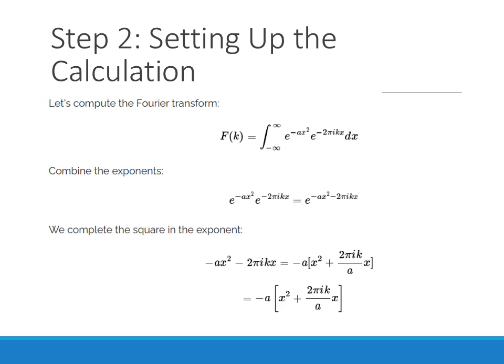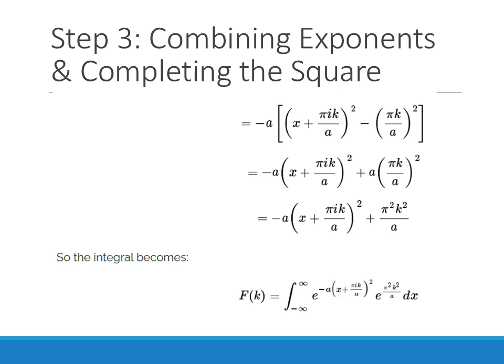Let's set up our calculation. Plug in our Gaussian, e to the minus ax squared, into the Fourier transform definition. We're integrating that function times e to the minus 2 pi ikx. The main goal now is to simplify this integral so it's something we can work with. Often by combining exponents and making a substitution, we simplify the expression as shown here.